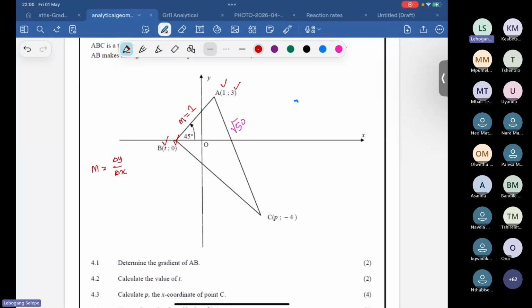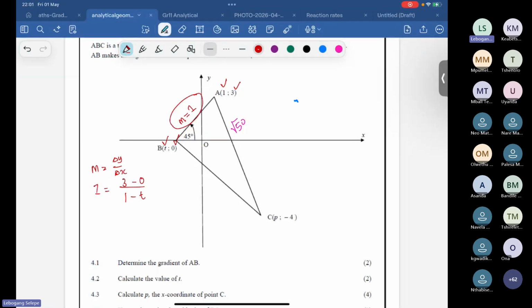Right, so what I was saying was that now we do have the gradient from tan 45. We know that the gradient is 1, right? We know that change in y is going to be 3 minus 0 over change in x, which is 1 minus t. Then we can solve for t. That's what I was saying. Then, yes, now perfect.